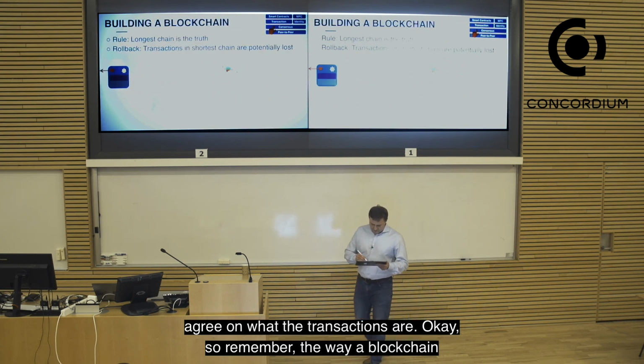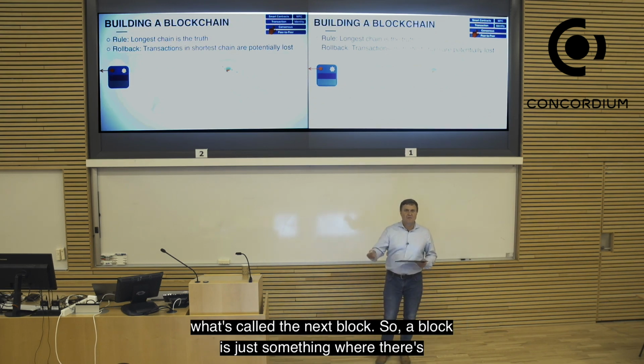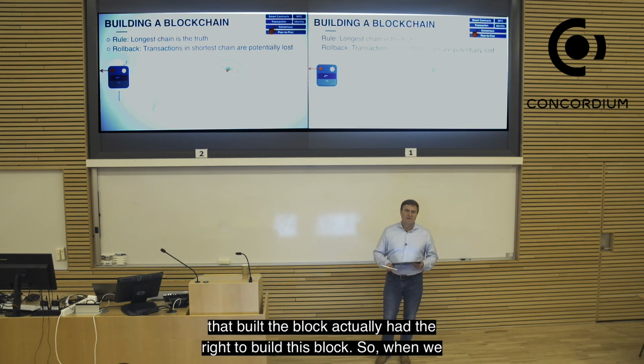Okay, so remember, the way a blockchain works is somewhere in the world, someone wins the lottery and gets to send out what's called the next block. So a block is just something where there are some transactions in it, and then there is a certificate proving that the one that built the block actually had the right to build this block.